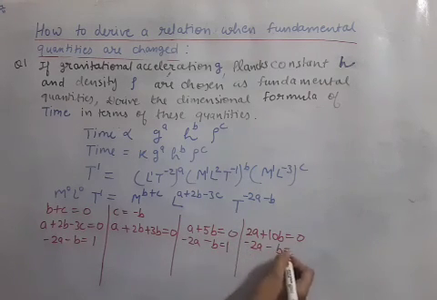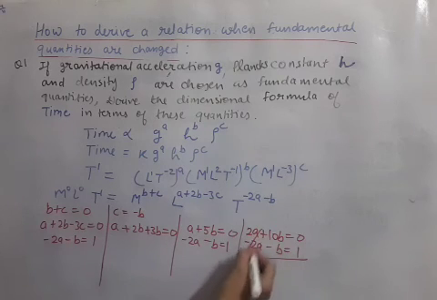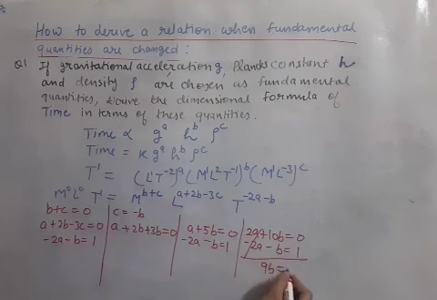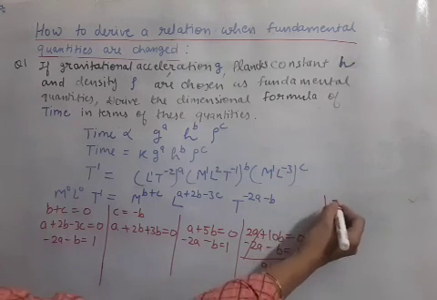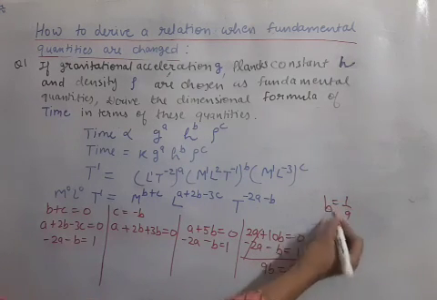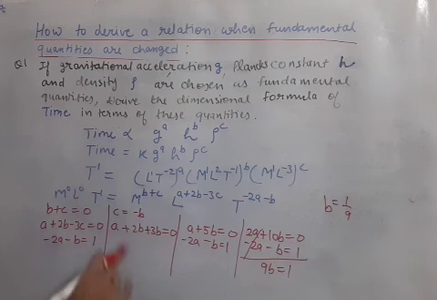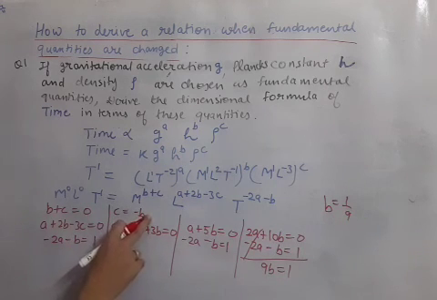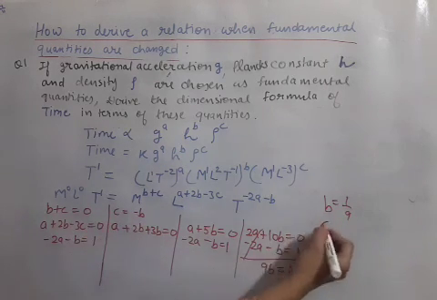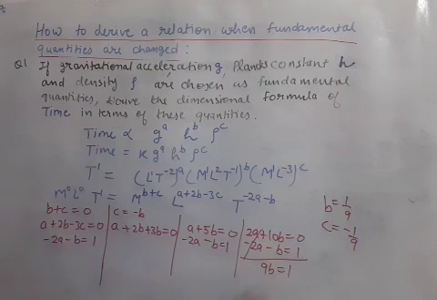Second equation is the same. Let us add. So 9b equal to 1 we are getting. Finally b we are getting as 1 by 9. Okay, if I put b here, then c answer is minus b. So c answer is minus 1 by 9.